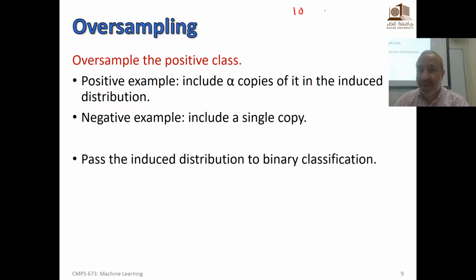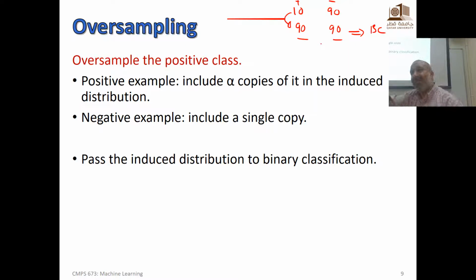If we started with the same 10 to 90, then we will copy each one of the positive examples. How many times? 9 times, which is alpha, right? So we'll copy each one of these 9 times, so we'll have 90. Of course, in this case, we will not touch the negative examples. So we'll have 90, 90, which is 50, 50, balanced, pass it to the binary classifier. Okay, so that's the other idea.